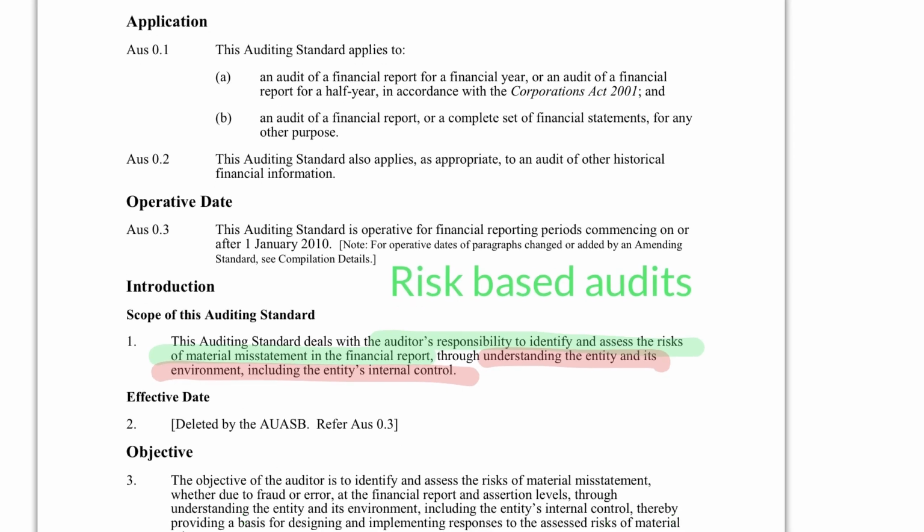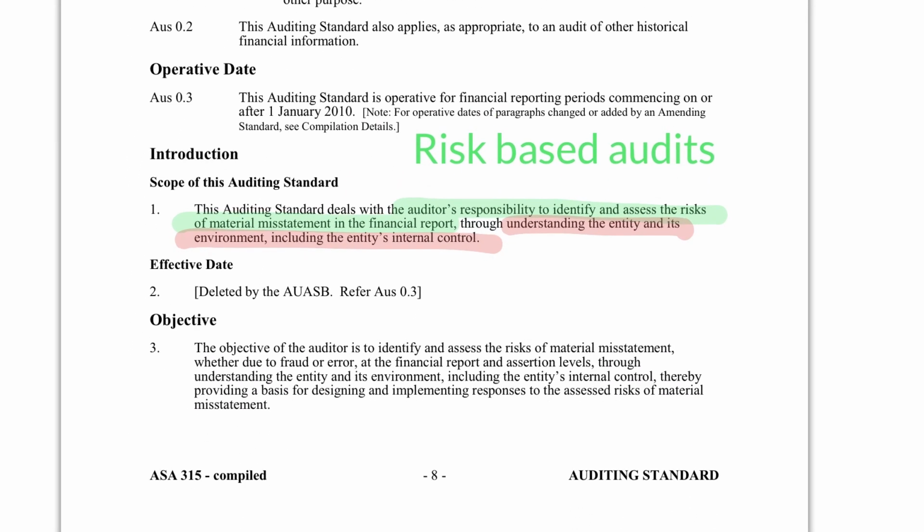If we scroll down a little bit here, the objective says we want to identify the risks of material misstatement, whether due to fraud or error. So we have to keep an eye out for fraud risk factors or possible mistakes. Now, we do this at a couple of different levels: the financial report level, so the overall level of the client, and then the assertion level.